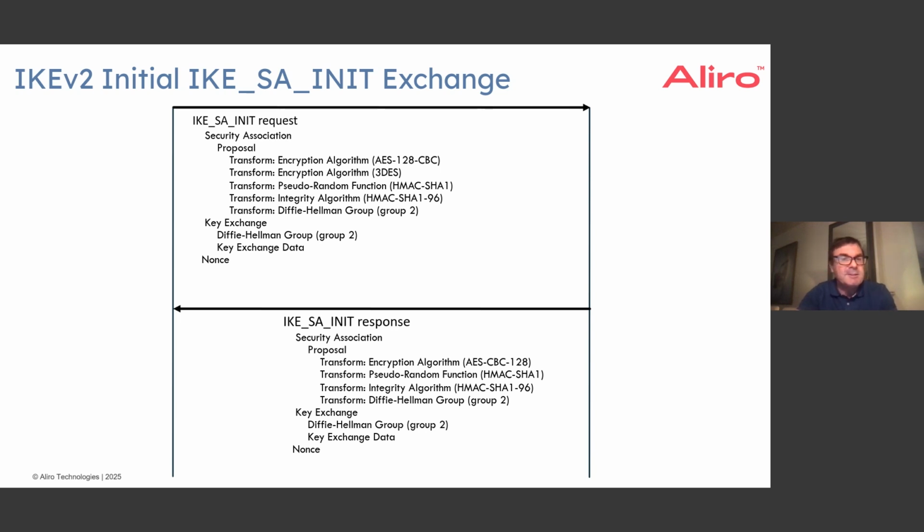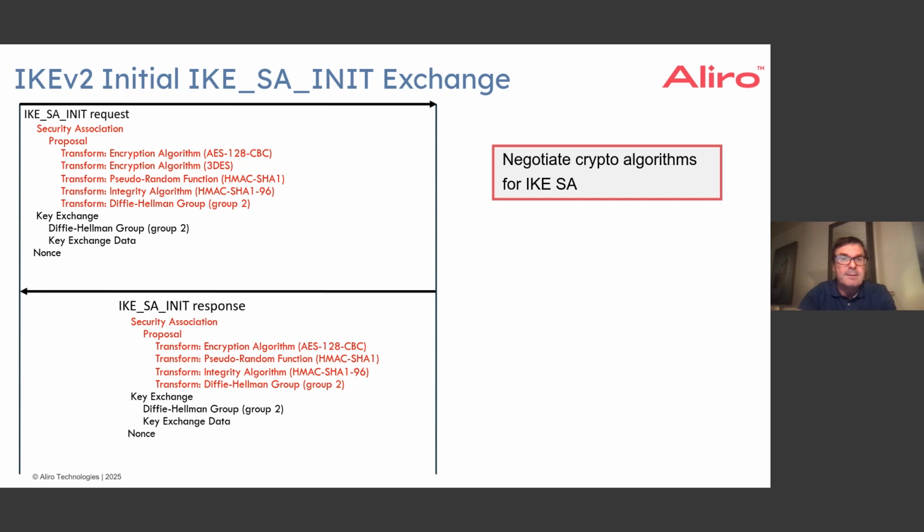Here is an initial IKE SA-init exchange in more detail. The security association payload, which I highlighted in red here, is used to negotiate the crypto algorithms for the control plane traffic in the initial IKE security association. The way that it works is that the initiator, which is on the left here, sends a list of proposals, and then the responder selects the proposal that he likes most.